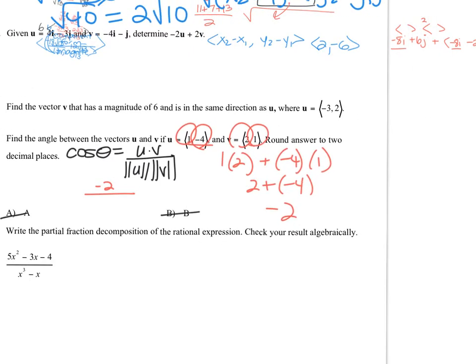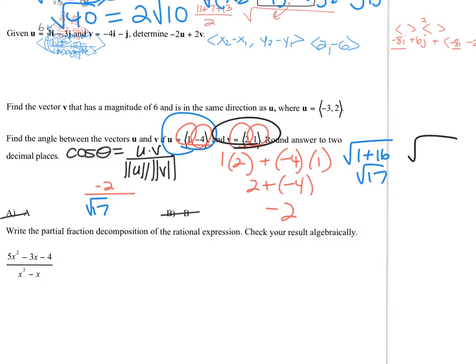And then we just went over magnitude. The magnitude is the square root of a squared plus b squared. So the magnitude of u is the square root of 1 plus 16, or square root of 17. And the magnitude of v is the square root of 2 squared, which is 4, plus 1 squared, which is 1, so square root of 5.